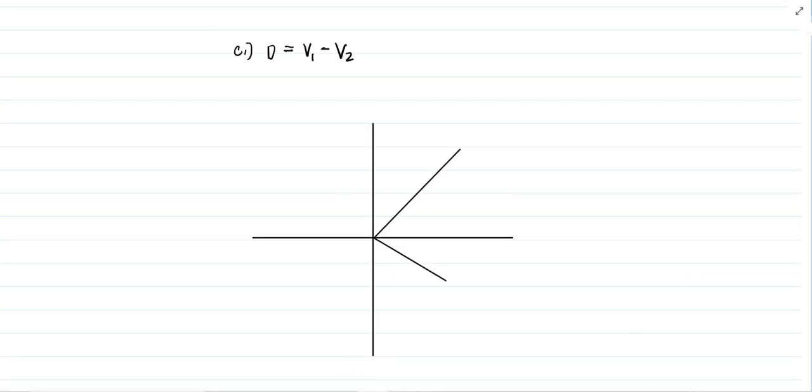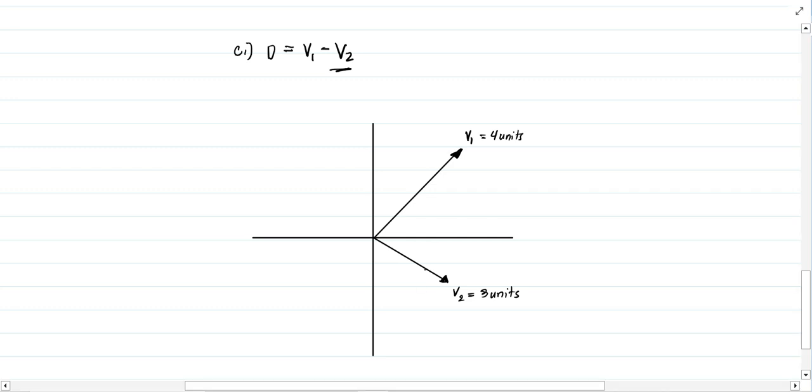Let us analyze first the problem using the free body diagram. As discussed, a negative vector will have the same magnitude but will have an opposite direction. Therefore, v sub 2 will now become as shown.